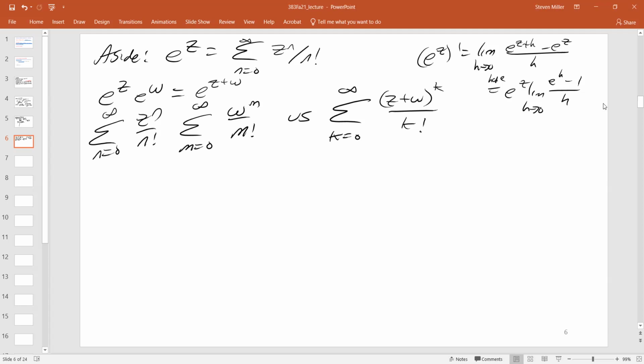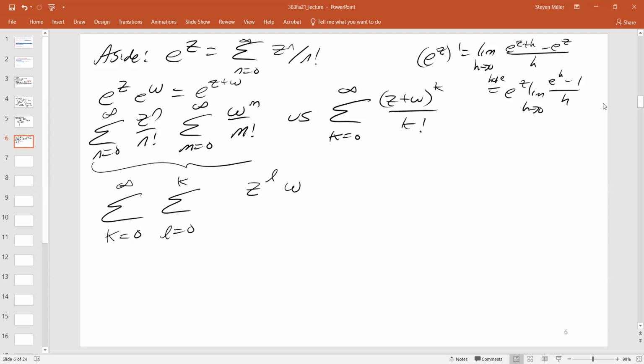Let's rewrite things. When you look at z to the n times w to the m, and you get all the different combinations, I'm going to group them such that the sum of the power of z and w is going to be k. And so this over here is going to be the same as the sum k goes from 0 to infinity, and then the sum L goes from 0 to k, and I will have z to the L. And then what power of w must I have if the sum of the powers is supposed to be k? K minus L.